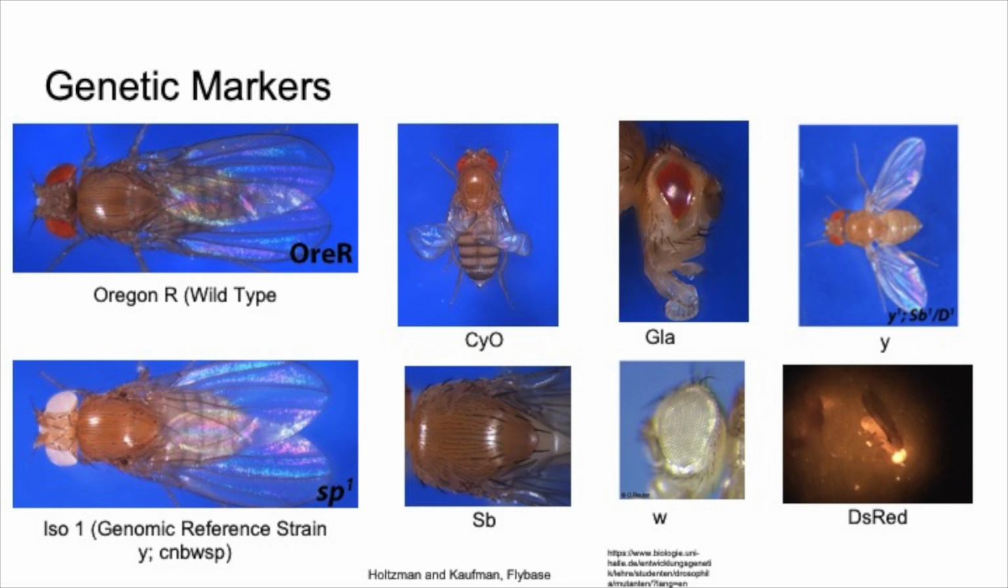Here are a couple of the common genetic markers that we use to mark flies. On the top left is Oregon R, a wild-type fly, which is the standard, normal wild-type fruit fly. On the right, we see a couple of the most commonly used genetic markers. Top left of this block of 6 on the right is CyO, or curly, which causes the wings to curl up and around. Next to it we have glazed, which changes the shape and color of the eyes, as well as yellow, which changes the body color from a dark brown to a very pale yellow.